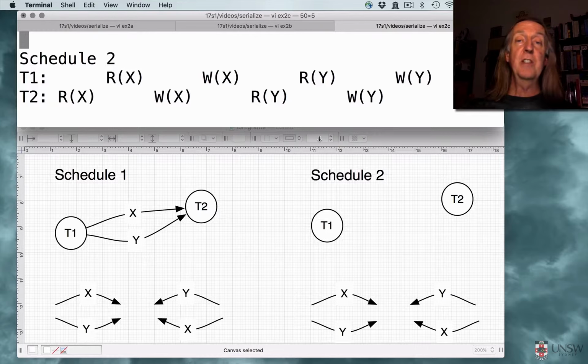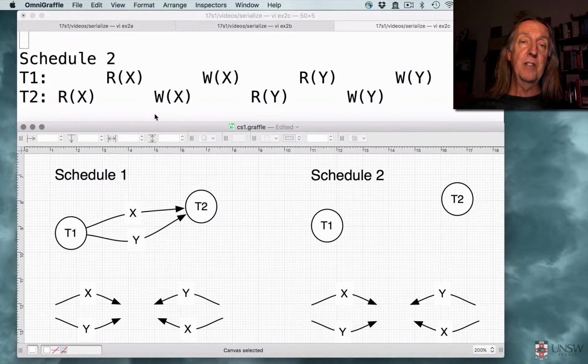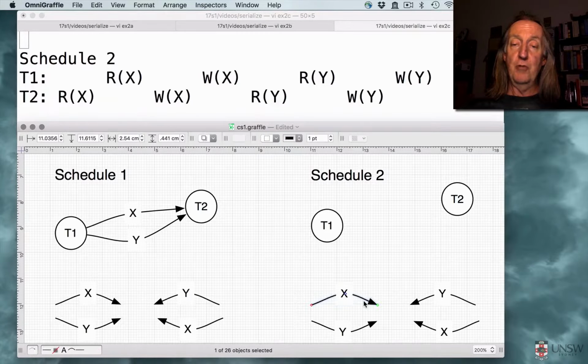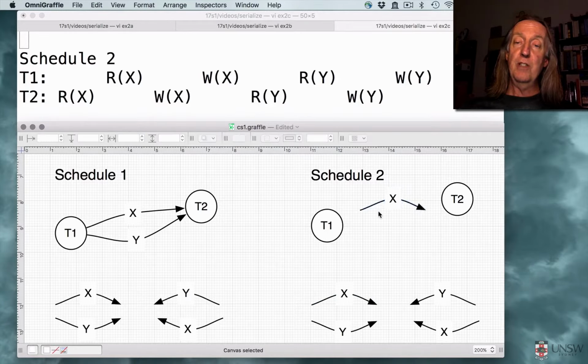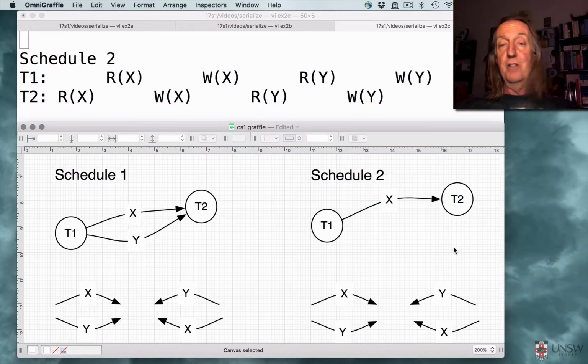Okay, let's take a look at Schedule 2. It's a different interleaving of the operations. So let's start looking through for the precedence. We've got a read and a write here. T1 takes precedence over T2 as far as modifying X goes. So we need to make a copy of this arc onto the precedence graph, and that's going to give us this connection. So T1 precedes T2 as far as manipulating X goes.